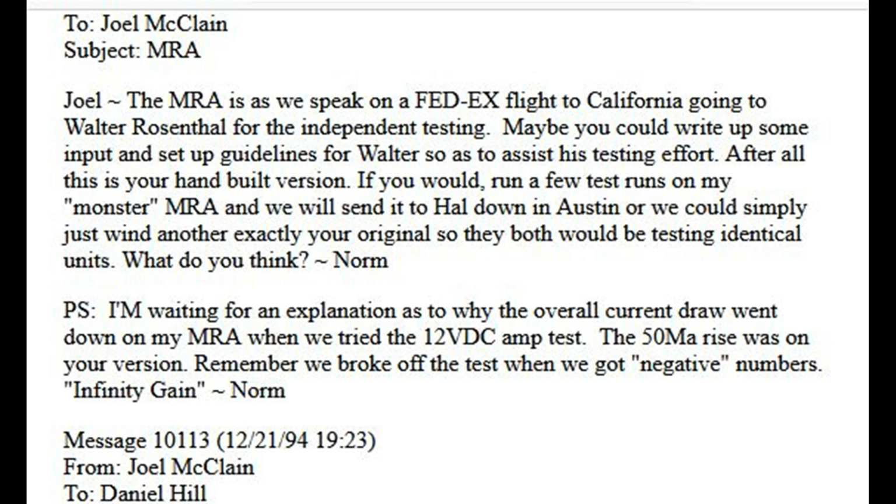If you would, run a few test runs on my monster MRA and we will send it to Hal down in Austin, or we could simply wind another exactly like your original so they both would be testing identical units. What do you think? Norm. P.S. I'm waiting for an explanation as to why the overall current draw went down on my MRA when we tried the 12 volts direct current amp test.